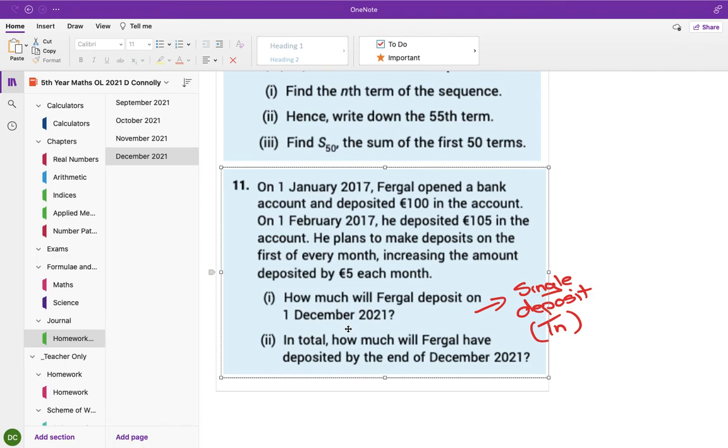So that's in total. If you add up the amount of money he deposits on the 1st of January 2017, plus the amount of money on the 1st of February 2017, plus the 1st of March 2017, and so on and so forth, adding all of them up. So the fact that you're adding all of them up, so this is like total deposits, total money deposited, means this is your Sn. Okay, so it's still just a Tn and an Sn question. It's just they're asking it using language. So it becomes a problem-based question.